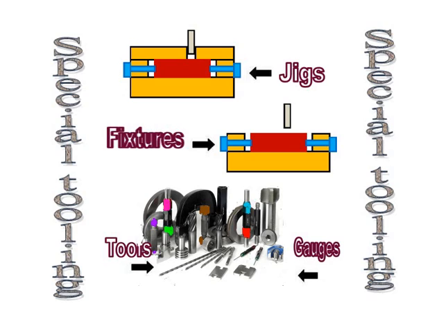This specialized tooling consists of jigs, fixtures, special tools, and gauges. So with the help of these, we can bring down the production cost or manufacturing cost without sacrificing the high degree of accuracy. So let us discuss more on jigs and fixtures.